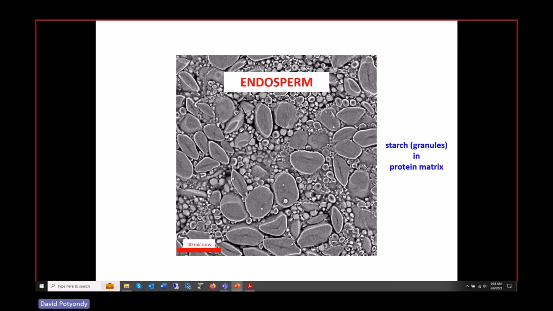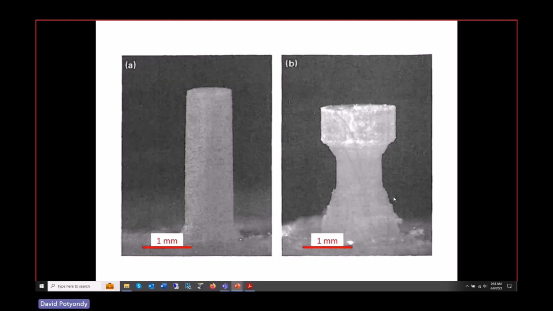There's the starch. They've been cut. There's bigger size starch that are shaped like lentils, like the stuff you eat, squished out spheres. And there's smaller starches that are nearly spherical. And you can't see it in here, but these are embedded in a matrix of protein. Okay. This is what endosperm is. Two things, starch in a matrix of protein.